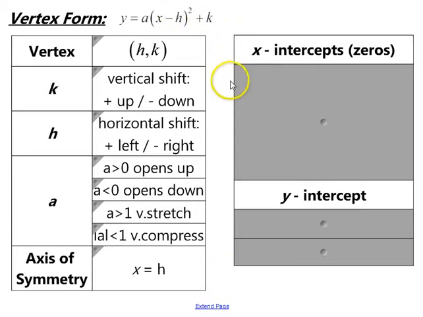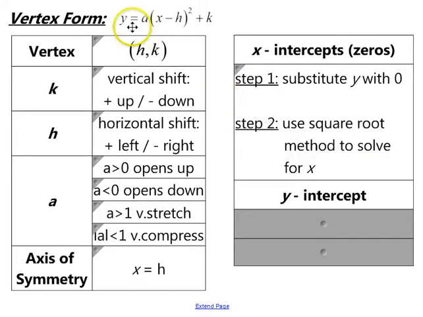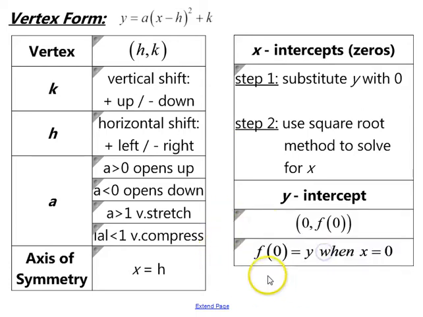How do we find the x-intercepts, or the zeros, when an equation is written in vertex form? First, substitute y with 0, and then second, use the square root method to solve for x. Finding the y-intercept is going to be the point (0, f(0)), and remember f(0) is the value for y when you substitute 0 for x into the equation.